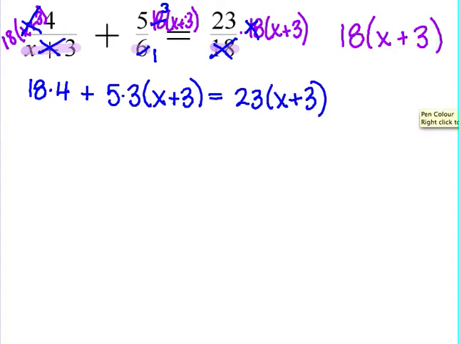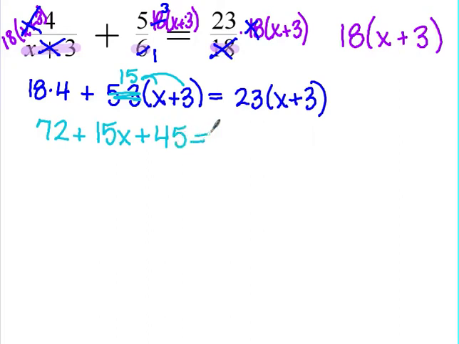So now we just have a basic equation we need to solve. What is 18 times 4? 72. What is 5 times 3? 15. So I'm going to take 15 times x plus 3. What does that give me? 15x plus 45. What do I get here? Yep. So now all we have to do is solve.